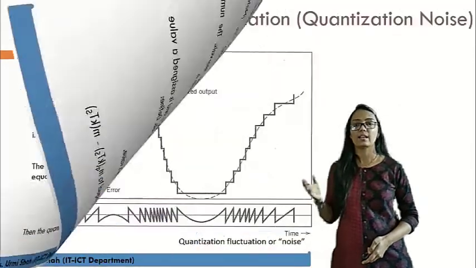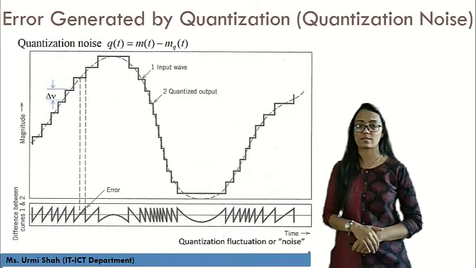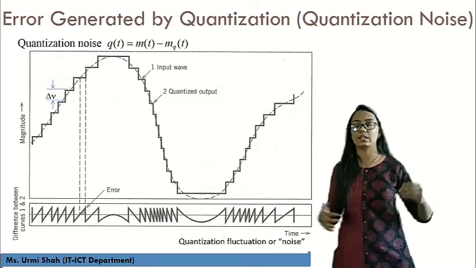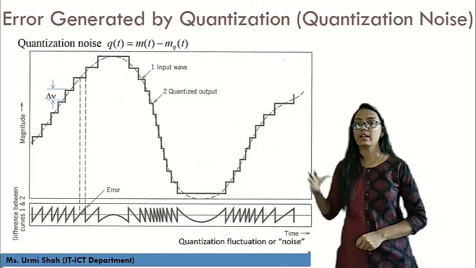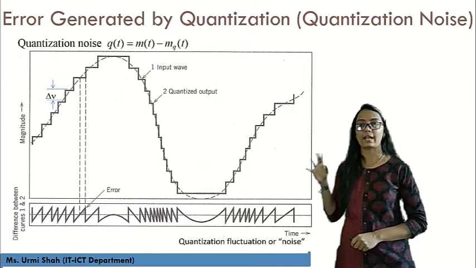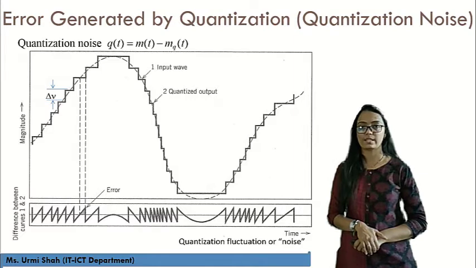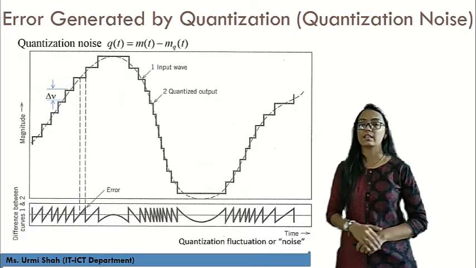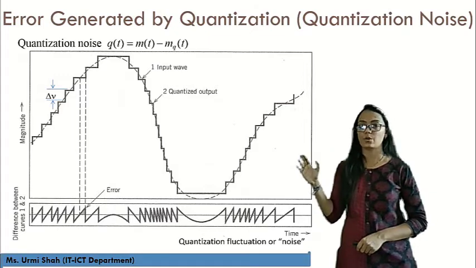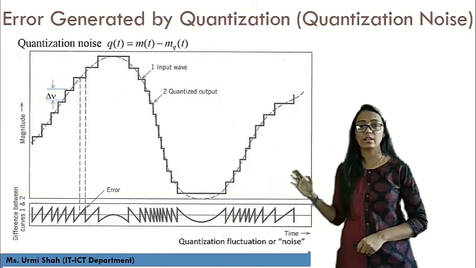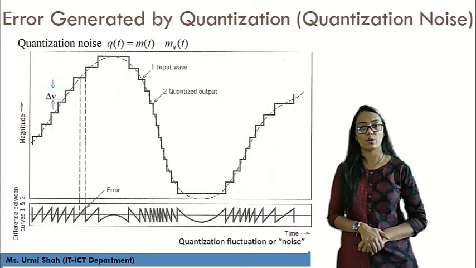Moving ahead, next, this is our error generation process. How will the error be generated? You can look over here. Basically, this is our waveform, and as we have defined, the quantization noise q of t is equal to m of t minus mq of t. So here the difference is going to generate the quantization noise.